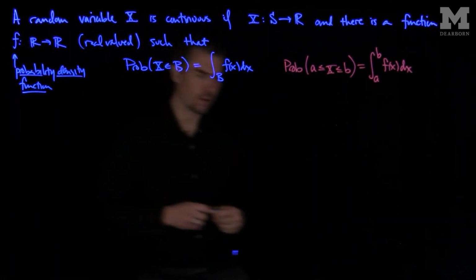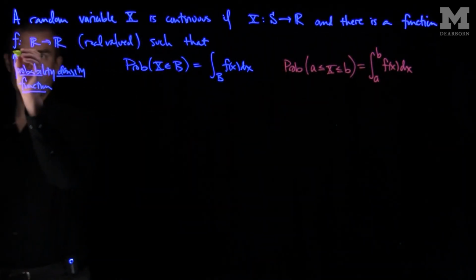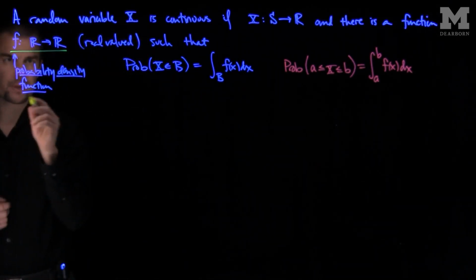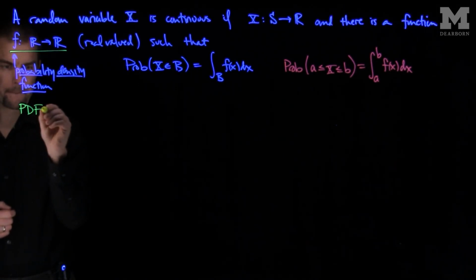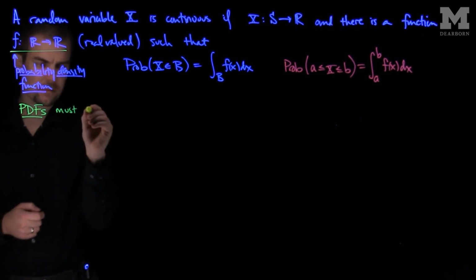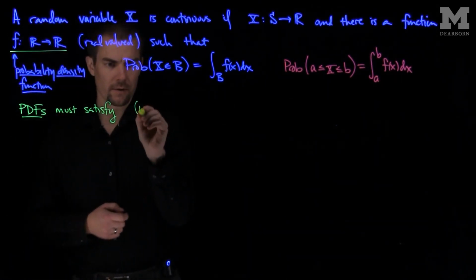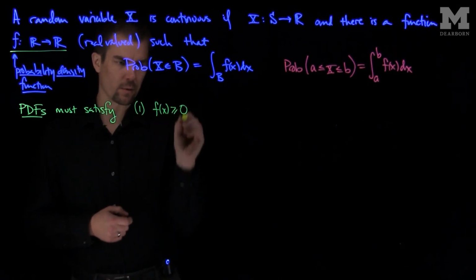This function is real valued and it has to have two special properties. So for this probability density function, it's a function from R to R, but in fact it's more restrictive than that. We need two main properties for PDFs. PDFs, probability density functions, must satisfy two properties. The first property is that f of x is greater than or equal to 0.